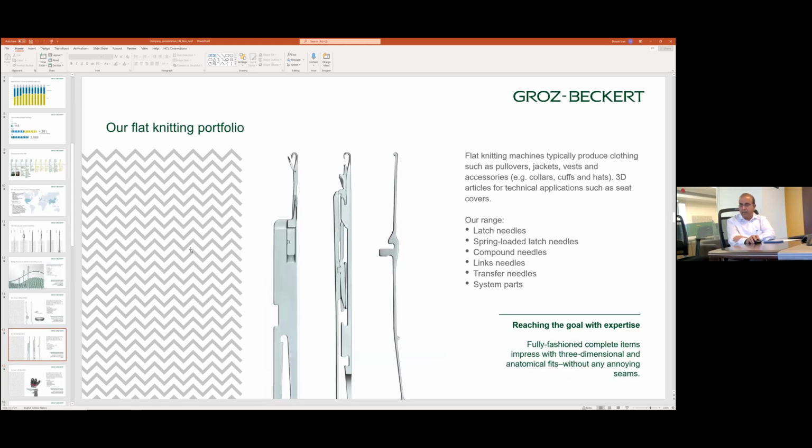The next is flat knitting. In flat knitting, the products which are typically made in the industry are pullovers, jackets, waist, like collars, cuffs, hats, and we offer latch needles, spring-loaded latch needles, compound needles, link needles, transfer needles, and system parts.